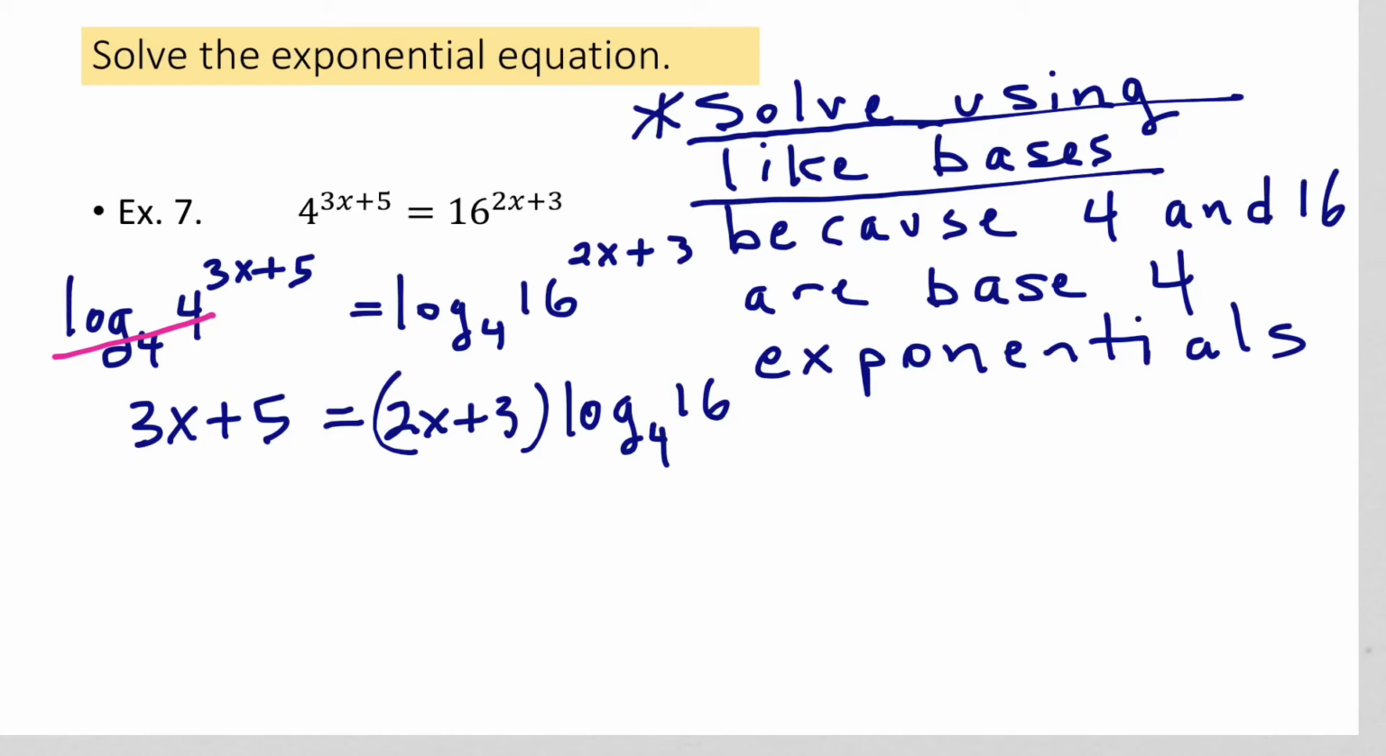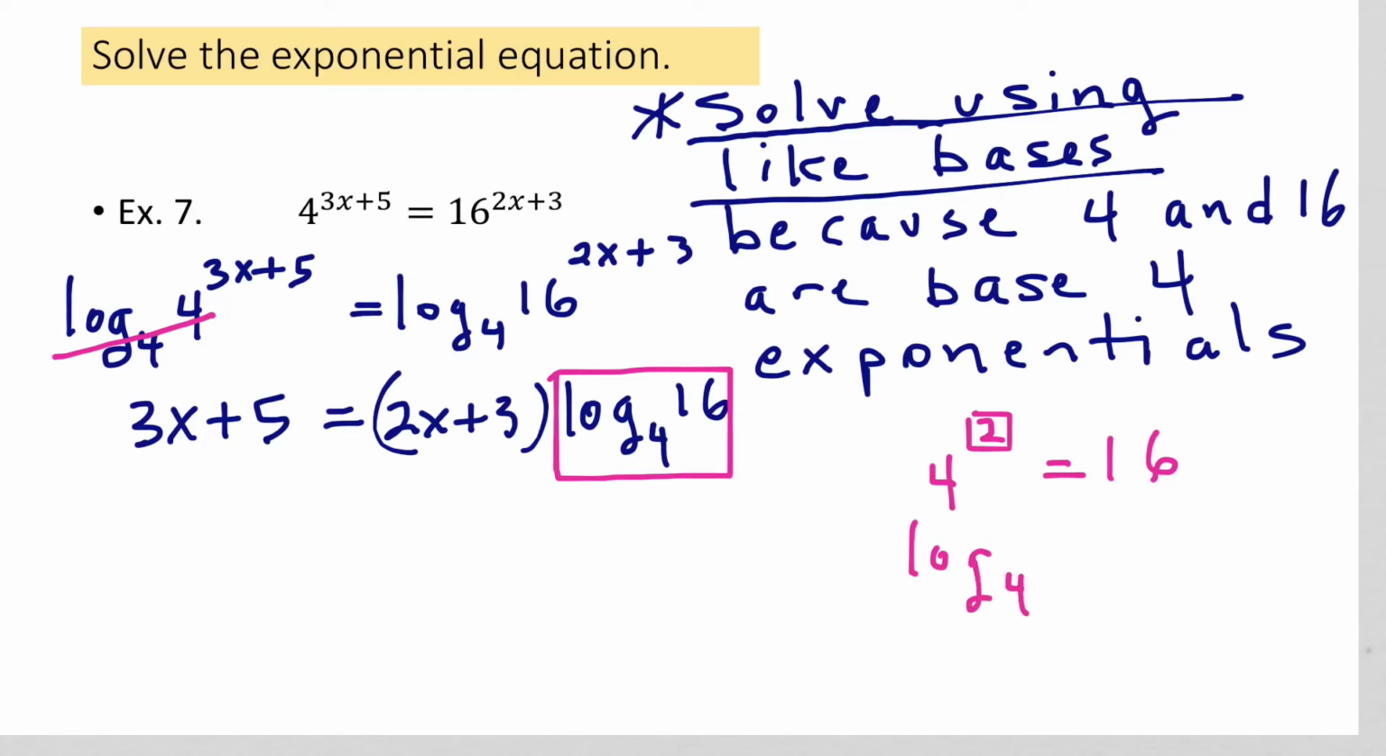All right, now let's look at log to the base 4 of 16 and see whether that is just some number. So what we're asking ourselves, what is log to the base 4 of 16? So what we're saying here is if you take the base 4 and you raise it to some power, you should get 16. So what we're looking for is what that number in the box is. And isn't it 2? 4 squared is 16. So that tells me that log to the base 4 of 16 is just equal to 2. So I can replace that whole thing with a 2.